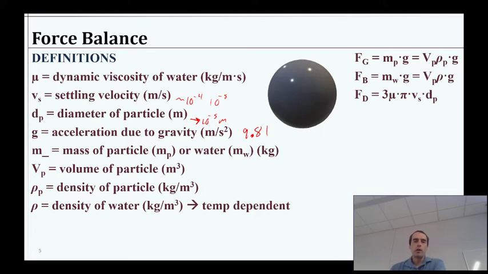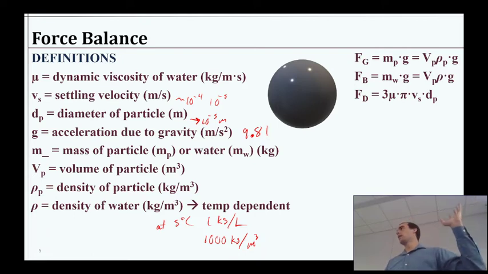Our density of water is also in kilograms per cubic meter. That's temperature dependent. And if you remember, we said at 5 degrees Celsius, we've got 1 kilogram per liter. So that means if we do the conversion, that's 1,000 kilograms per cubic meter. There's 1,000 liters in every cubic meter. That's a good reference point to think about: the 1,000 mark is typically close to what your water value is.